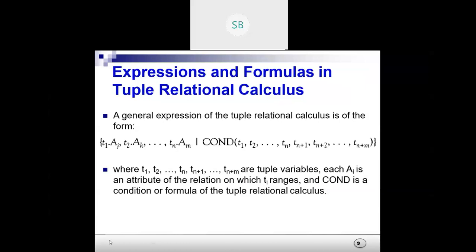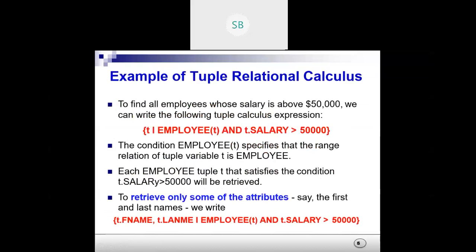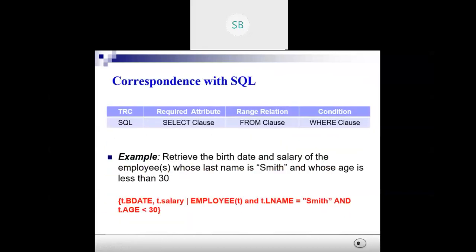What are the formulas in relational calculus? In tuple relational calculus, this is a general expression where we can have any number of attributes: t1 dot aj, where t1 is a tuple and aj is the attribute, then t2 dot ak. Let me give you an example. This is the tuple dot a1, the name of the attribute. Then t dot attribute, so it is the last name. So this is what you are writing.